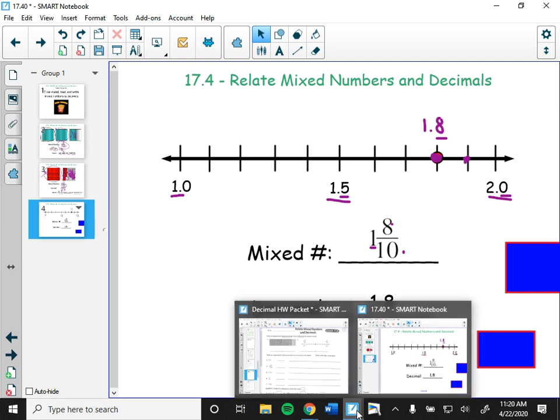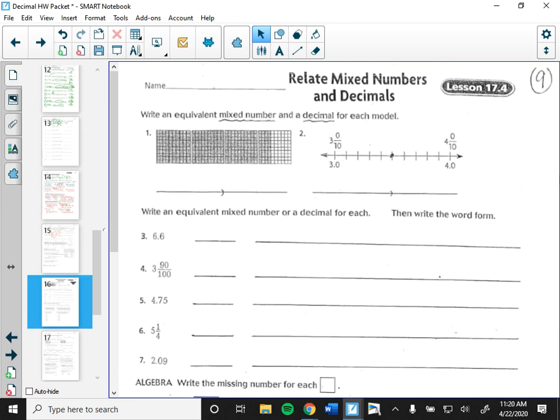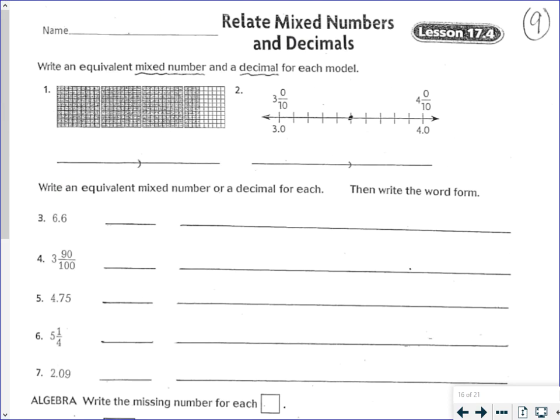Let's get started on our assignment here today. We're going to do the front side together, and then the back side will be extra practice. So number one. We need to write an equivalent mixed number and a decimal for each model. So mixed number, and then we'll go decimal over here.